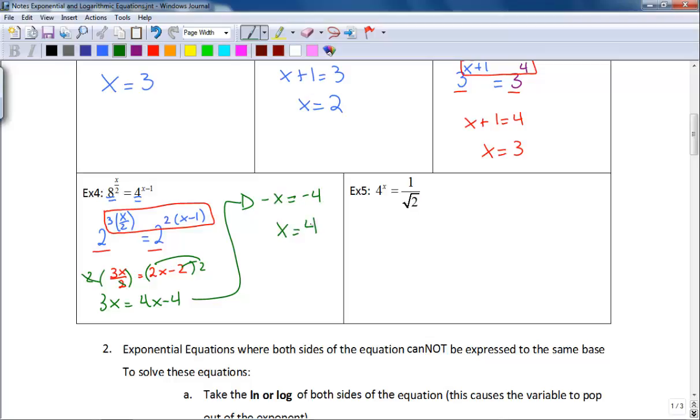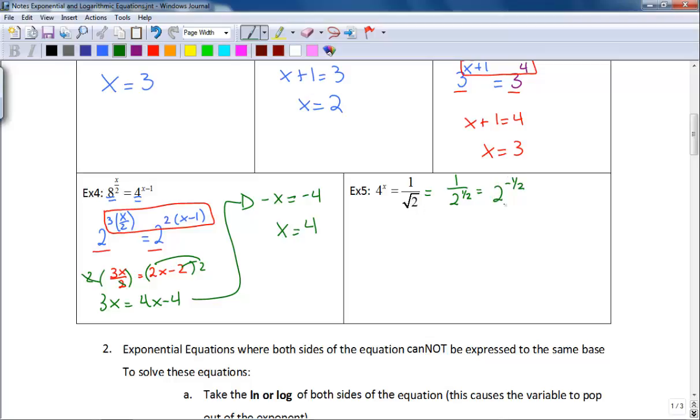All right, let's look at the very last one. We have 4 to the x is equal to 1 over the square root of 2. I have 1 over the square root of 2, so I need to know how to deal with this. Remember, the square root of 2 can be rewritten as 2 to the 1/2 power. So the square root is the same as the 1/2 power. And if we want to have something not be in a fraction, we can always rewrite it with a negative exponent, because with negative exponents, we would move them to the bottom if they were negative in the numerator. So 1 over the square root of 2 can actually be rewritten as 2 to the negative 1/2 power.